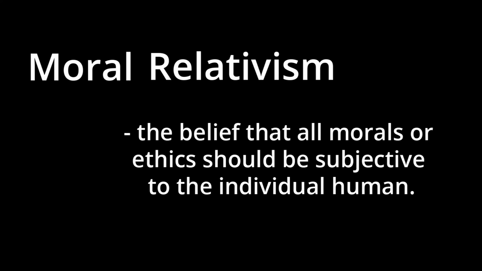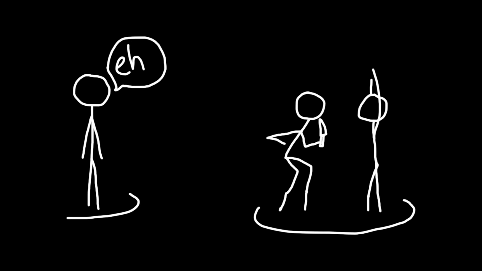With those definitions out of the way, let's get back to moral relativism. I think that my teacher at the time would define moral relativism like this. Moral relativism is the belief that all morals or ethics should be subjective to the individual human. This is a normative claim, but more than that, this idea certainly fits the stereotypical response we discussed earlier. If someone wants to do something that I'm uncomfortable with, that's fine, since they have their own morality.